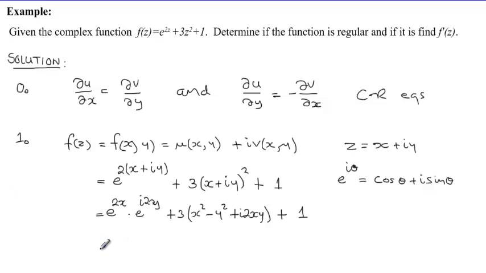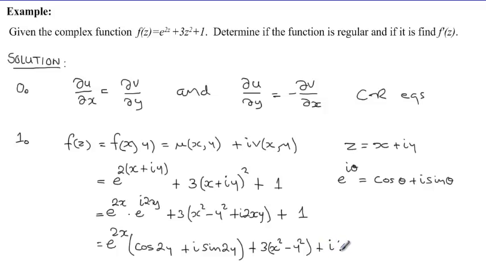Now simplifying this, we get e to the power 2x brackets cosine 2y plus i sine 2y, applying that identity, plus 3 times x squared minus y squared plus i 6xy, multiplying this 3 by 2xy, plus 1.